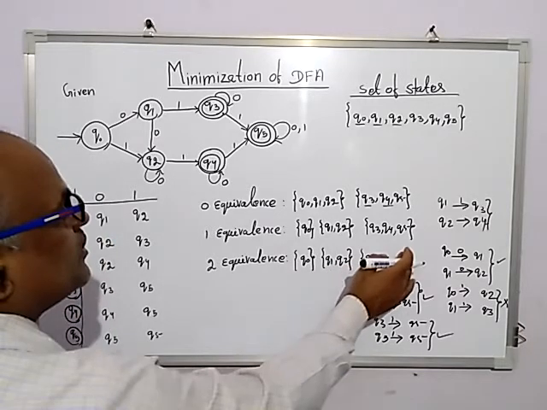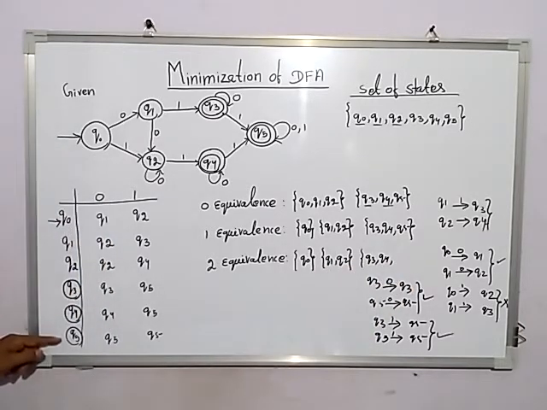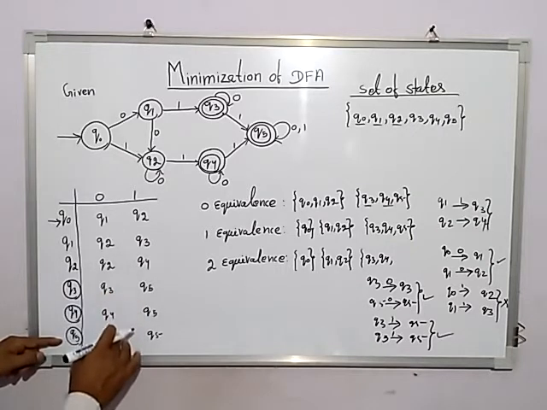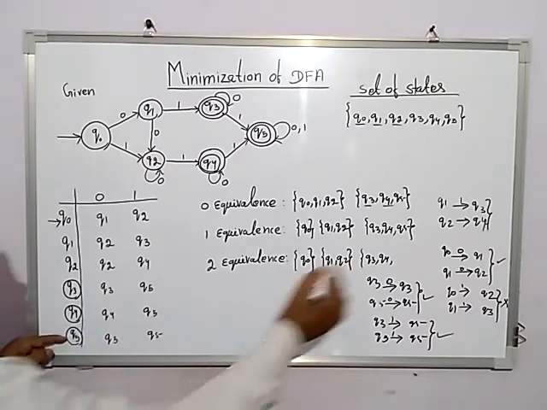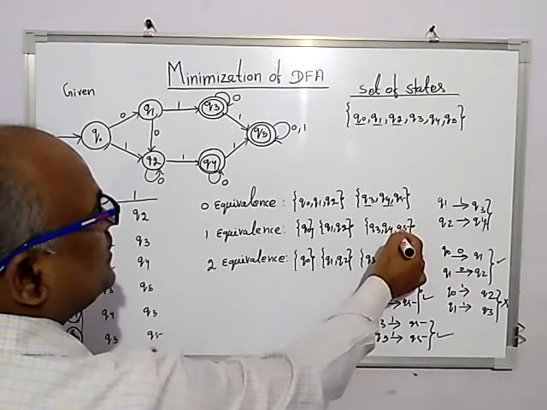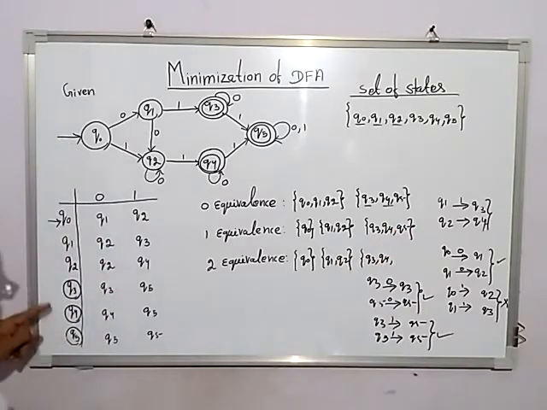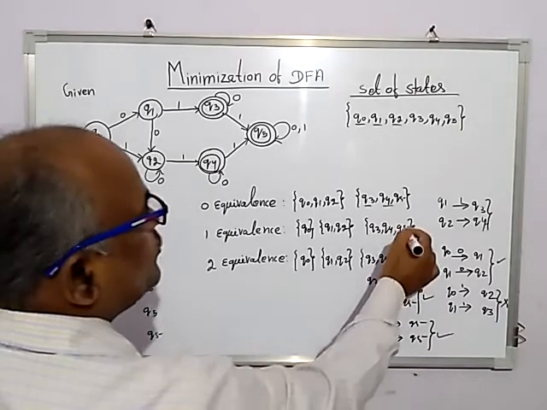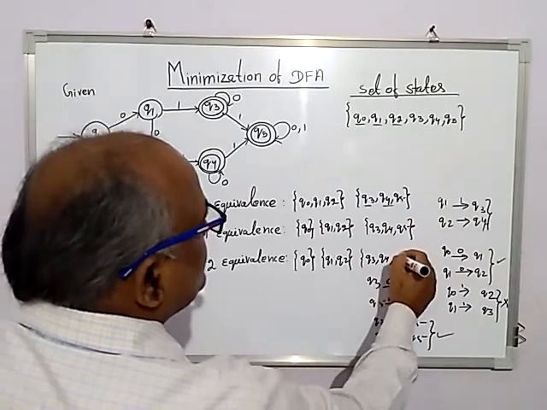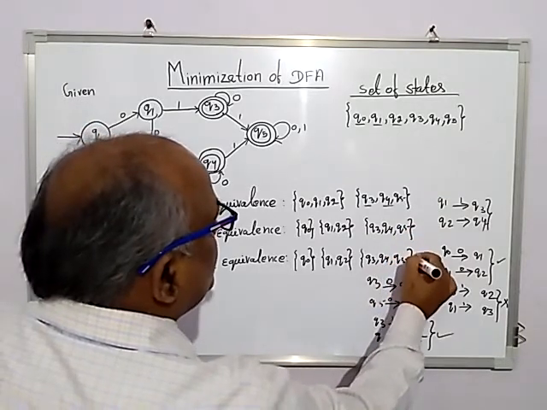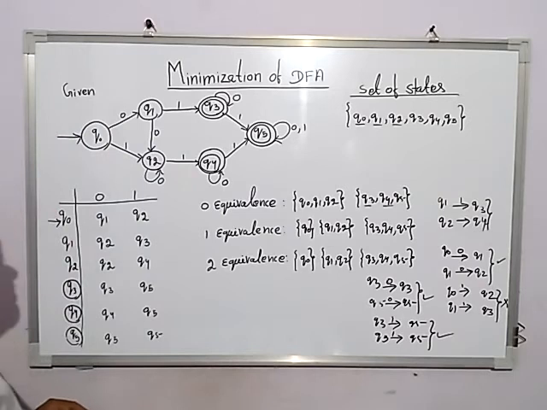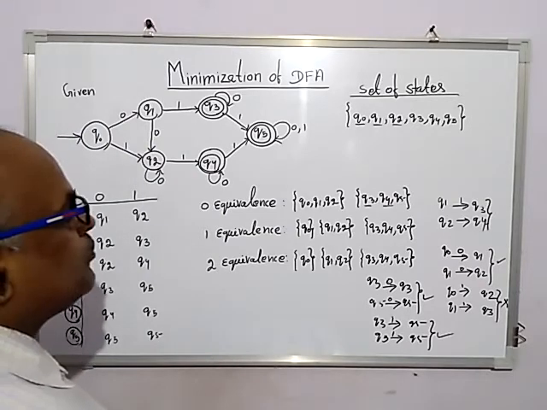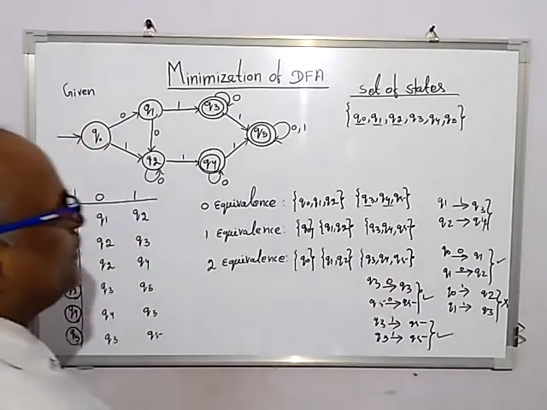So you have to check with Q3 and Q5. Q3, Q5 for 0 input, it will go to Q3 and Q5. Q3 and Q5, these are available in the same set. That's why it is one equivalent. Again, you check Q3, Q5 for one input, it will go to Q5. That means Q5 is in the same set. So Q3, Q4, Q5, these are two equivalent.